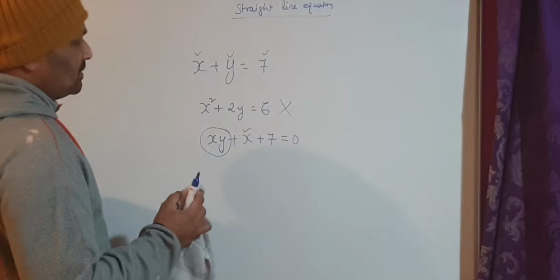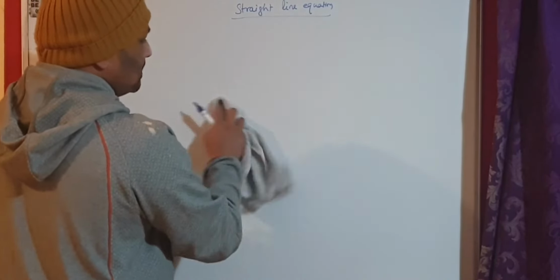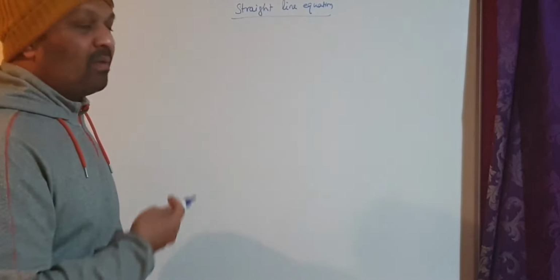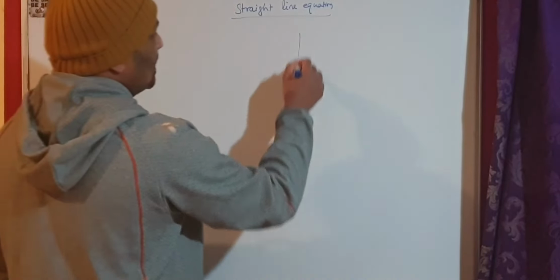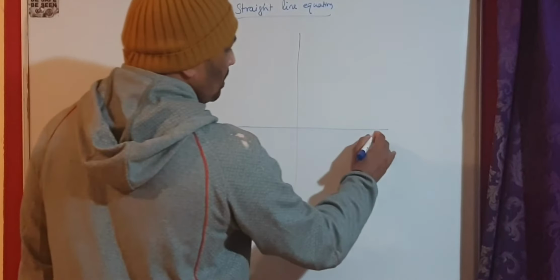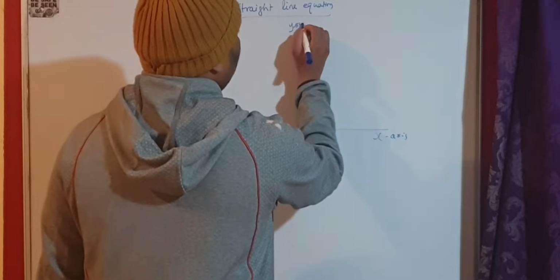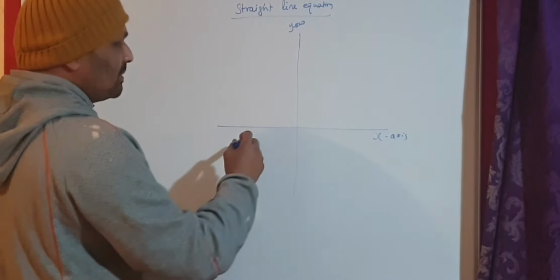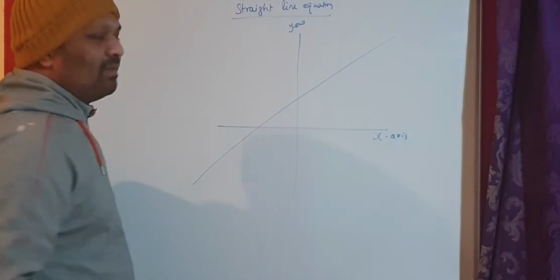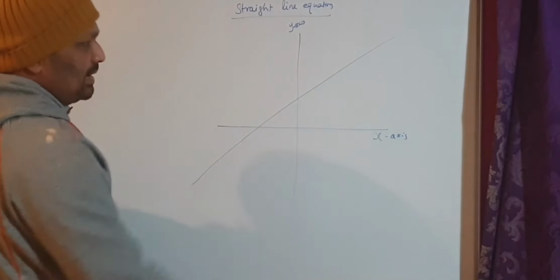Fine. First of all, what is the need for representing a straight line in the form of an equation? First of all, what is a straight line? This is a coordinate plane, this is the x-axis, this is the y-axis. A straight line is something that passes in a straight manner, as in it should not have any curves or any bends in it. So this is a straight line.